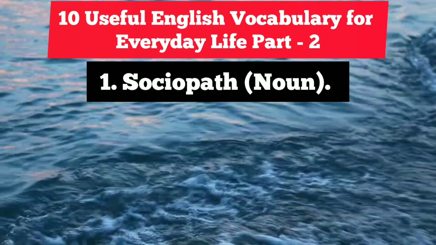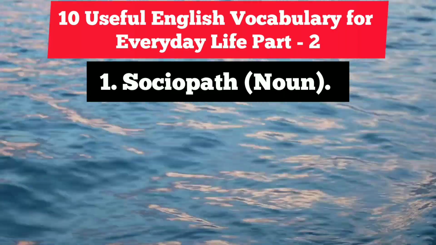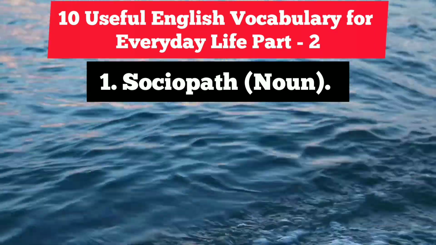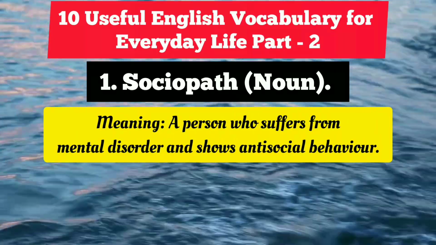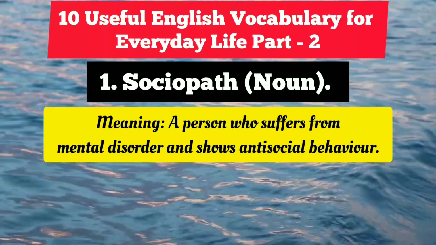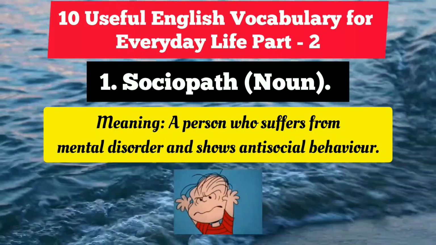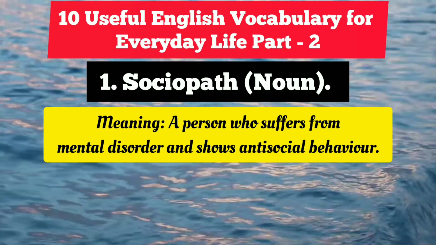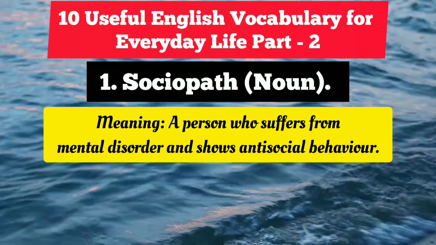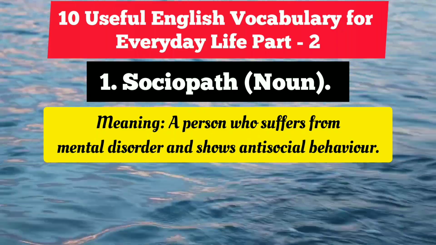So friends, as you see on your screen, the first useful English vocabulary for everyday life which we have is sociopath. As you see, sociopath is a noun. It means a person who suffers from mental disorder and shows antisocial behavior. It means a person who is not normal, perhaps having some sort of mental issues and shows some kind of antisocial behavior, who's aggressive perhaps, is called a sociopath.